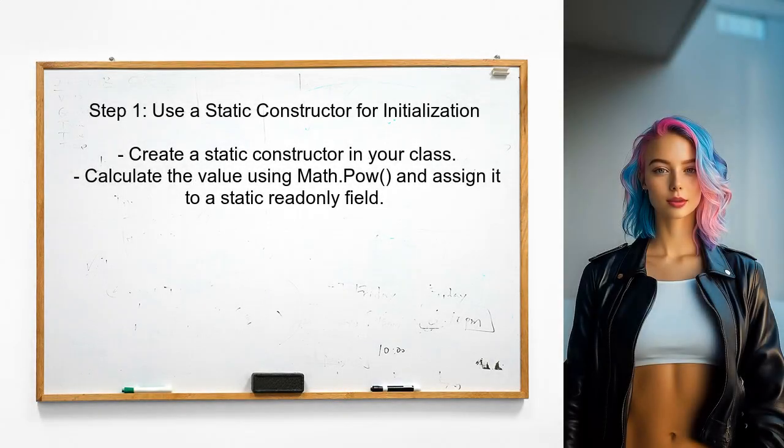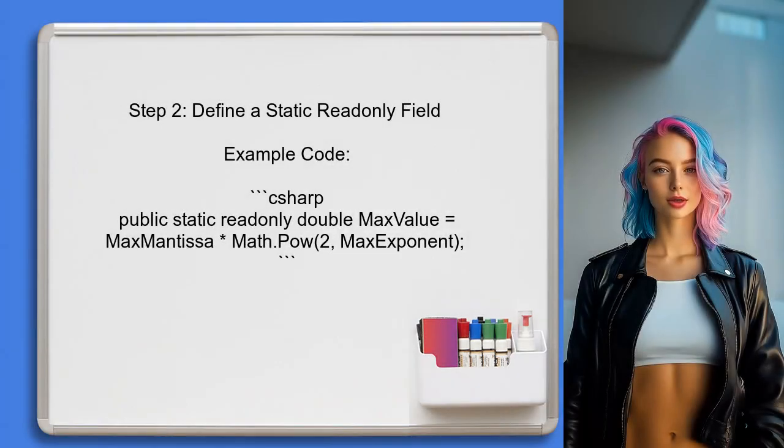To initialize a constant with an exponent expression in C sharp, the user can utilize a static constructor. This allows for the calculation of values at runtime, which can then be assigned to constants. Next, the user should define a static read-only field instead of a constant. This field can hold the result of the exponentiation using the Math.Pow method.